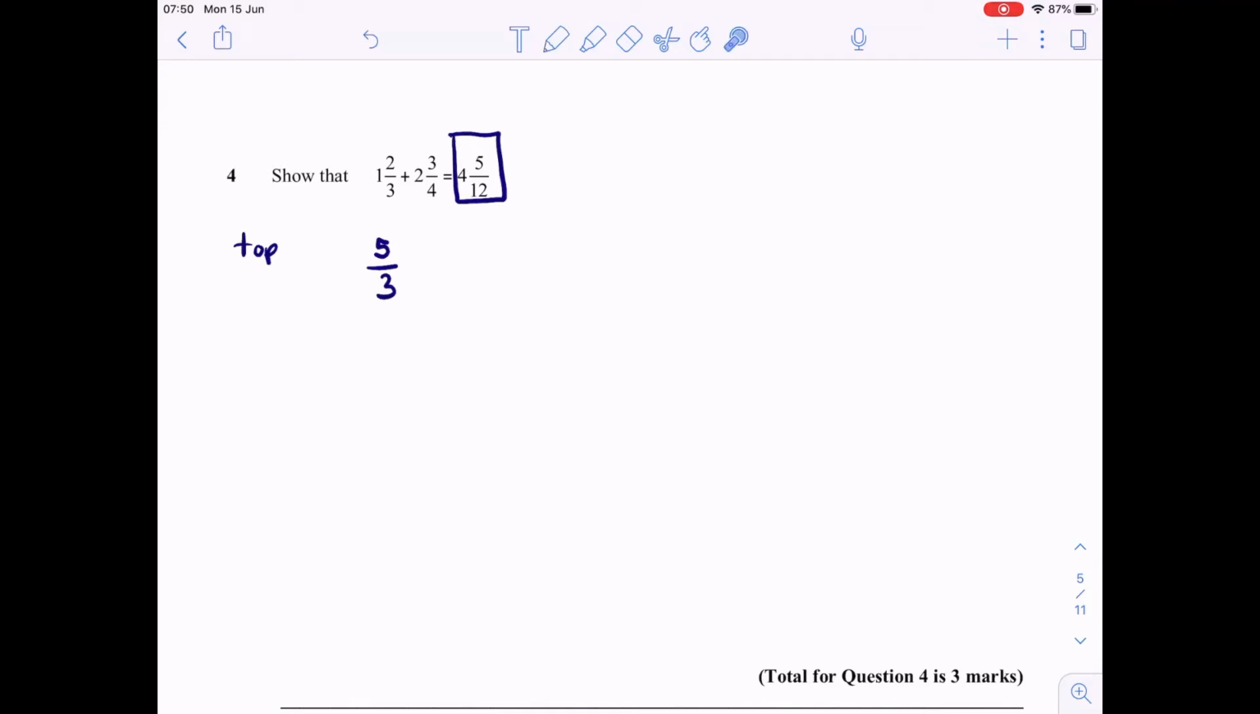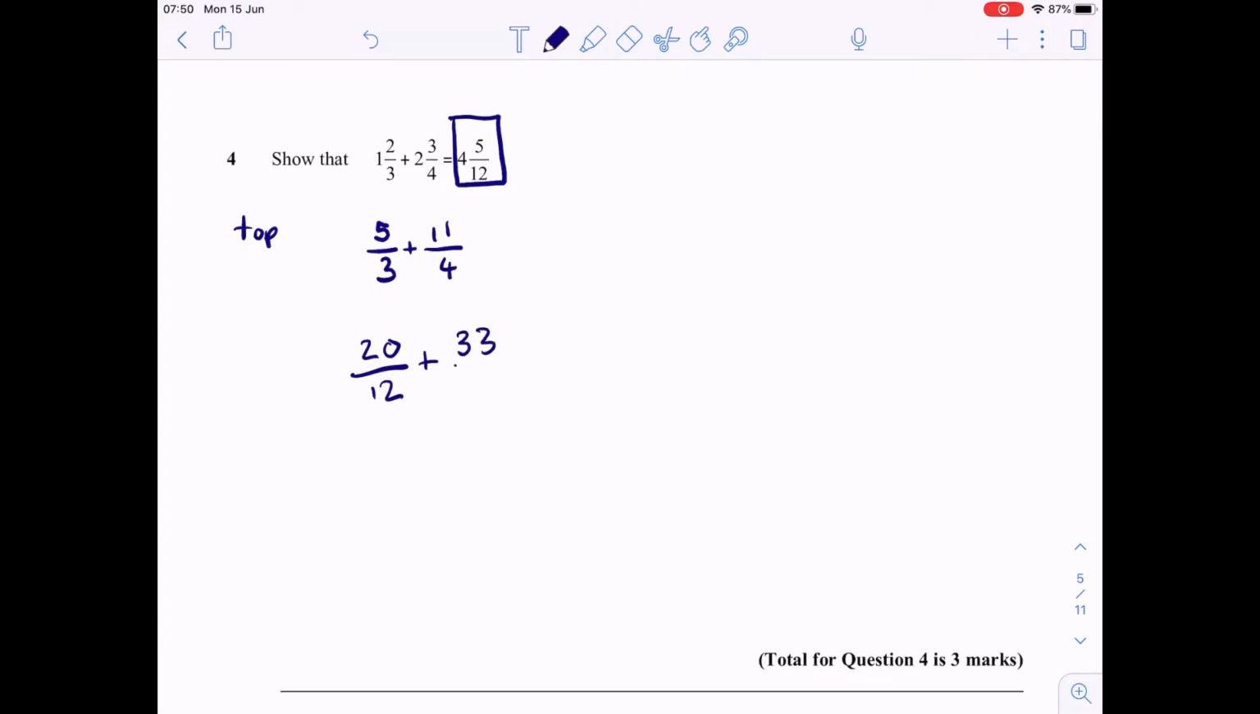Similarly, 2 times 4 is 8, and then add 3 is 11. So this will give me 11 over 4. And now they are top heavy. But in order to add these, they need to have a common denominator. So our common denominator here between 3 and 4 is going to be 12. So I'm going to multiply this left fraction top and bottom by 4, and multiply this right fraction top and bottom by 3. So 5 times 4 is 20, and 3 times 4 is 12, and 11 times 3 is 33, and 4 times 3 is 12.